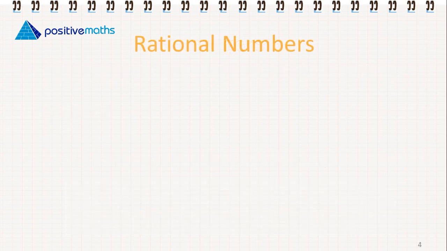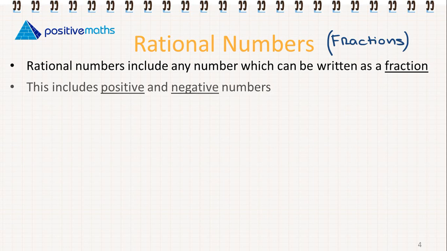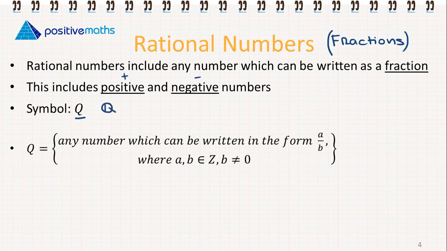Our rational numbers, these really are our fractions. So rational numbers include any number which can be written as a fraction. This includes positive, again plus, and negative numbers. The symbol is Q. Again, it can be sometimes in bold or like this. So it's any number which can be written in the form of A over B, where A and B are elements of the integers and B is not equal to 0. So for example, B cannot be equal to 0, so it cannot be 1 over 0. It cannot be minus 5 over 0.